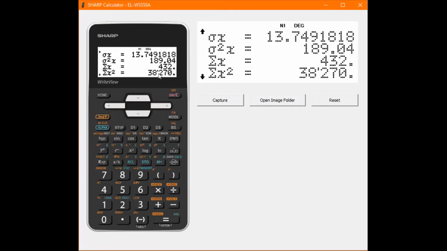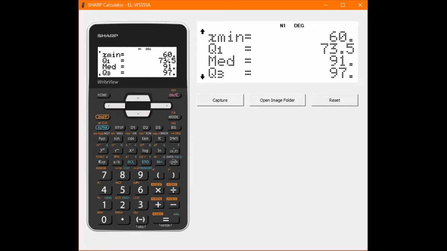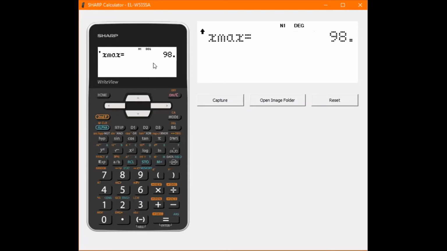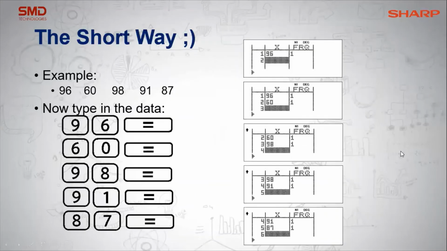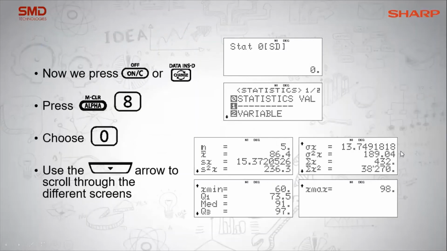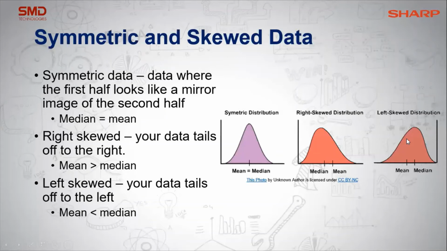And then of course you have some other fun things. There's your sum of x, I'll just go through it all, your minimum, your quartile 1, your median, and quartile 3, and of course your maximum. So it does make life a lot easier when we're doing statistics, right? So that's just a summary of everything, and here are your screens again. So we covered that on the calculator. It's just there if you want the notes and you want to go back and check.